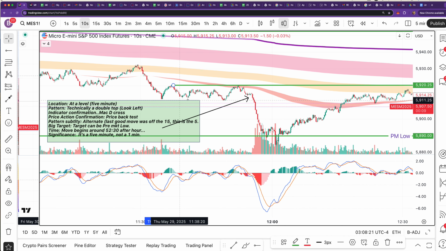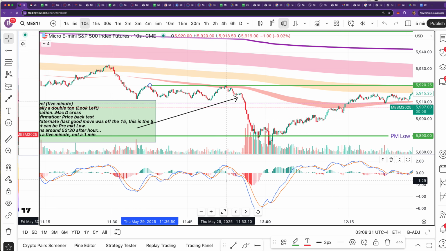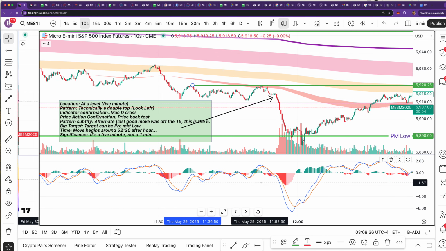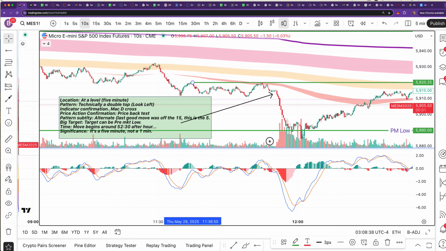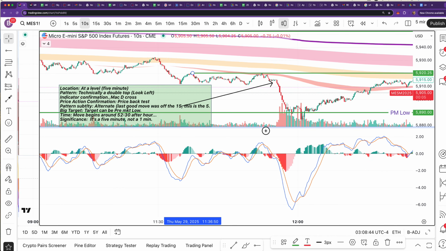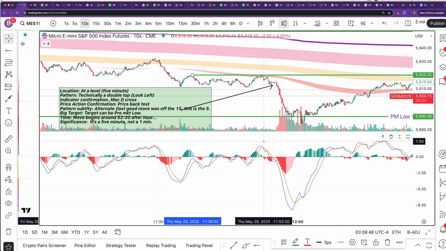So we've got location at a 5-minute level, and the pattern is a double top. You look to the left to confirm that. Then the indicator confirmation. I use one indicator on my charts. Basically, it's a MACD, and what I look for for an entry is a MACD cross. Let me blow this up a little so you can see that the fast line has crossed under the slower line. So we like to see a MACD cross before we enter.